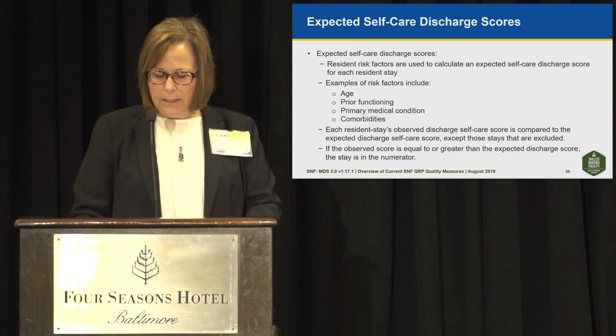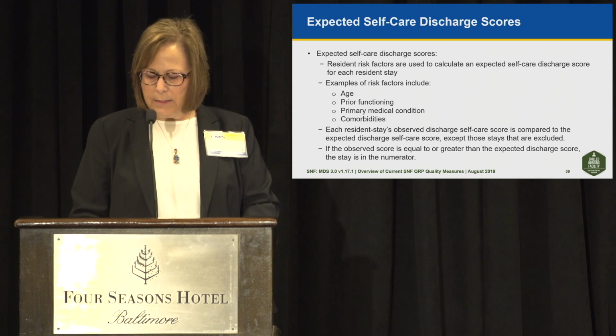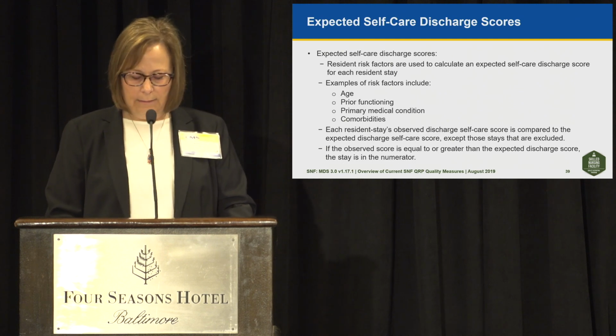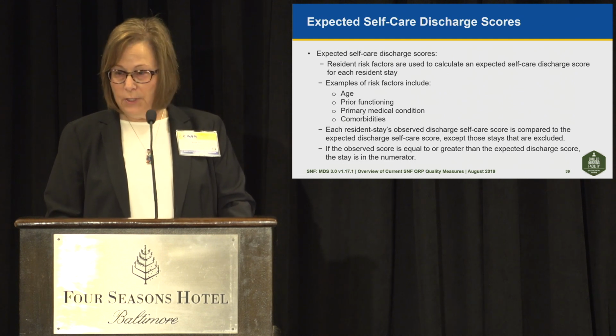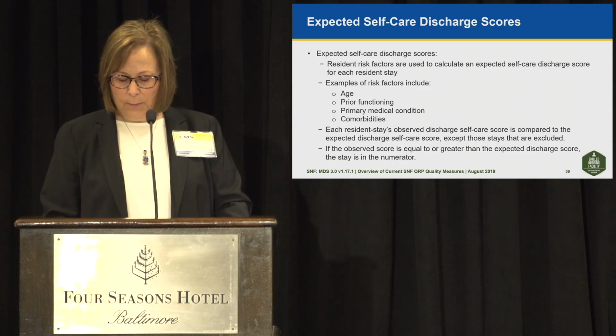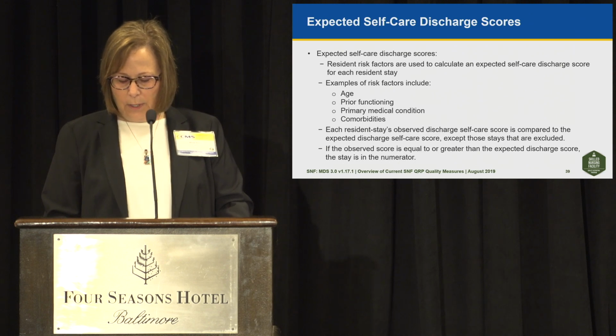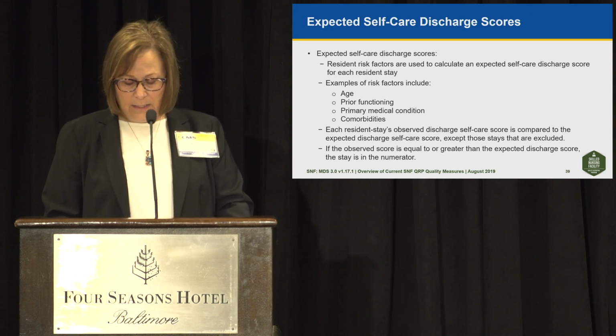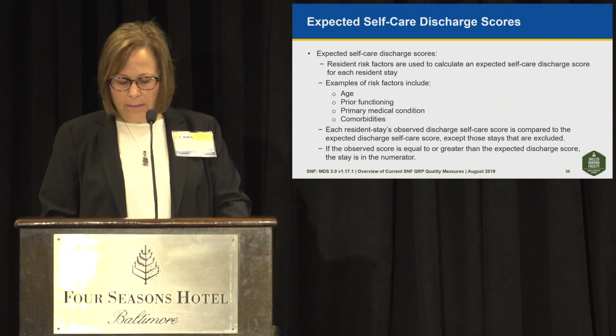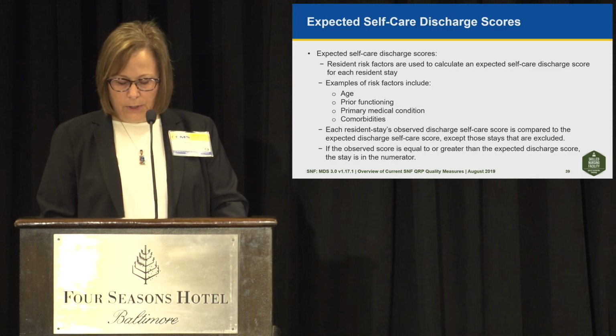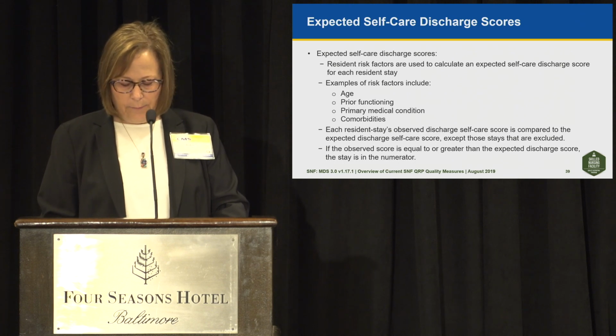For expected discharge self-care scores, resident risk factors are used to calculate an expected self-care discharge score for each resident stay. The examples include age, prior functioning, prior medical condition, and comorbidities. Each resident stay's observed self-care score is compared to the expected discharge self-care score, except those stays that are excluded. If the observed score is equal to or greater than the expected discharge score, the stay is in the numerator.